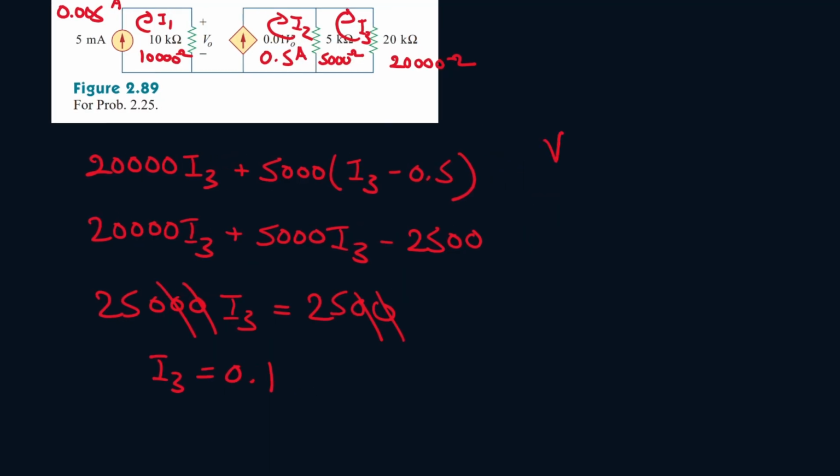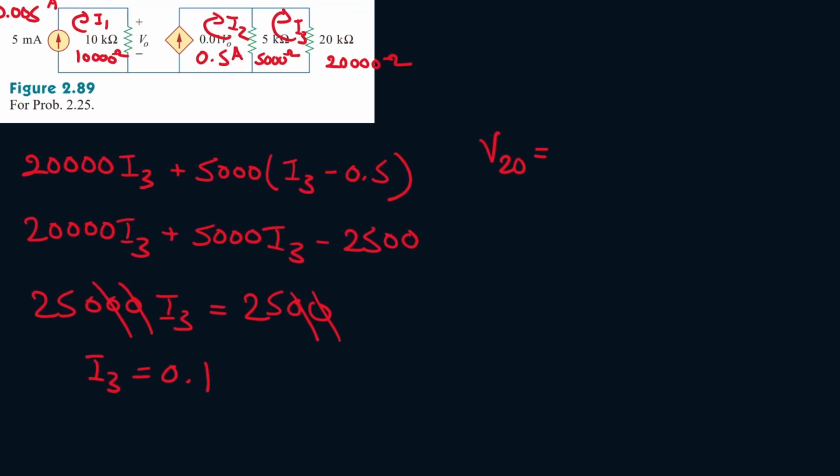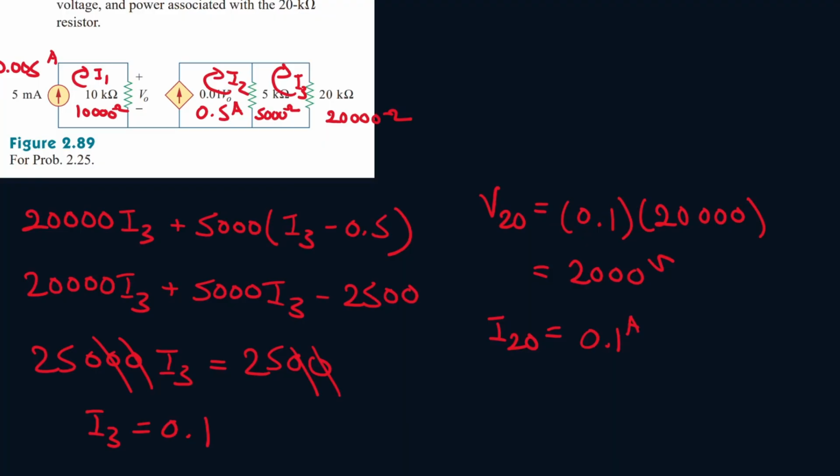So we know the voltage of the 20 kilo ohm resistor will be equal to the current, which is 0.1 amps, times the resistor. So that means that will be 2,000 volts. The current, let's call the current I20, is pretty much I3. So it'll be 0.1 amps because the current passing through the 20 kilo ohm resistor is I3.